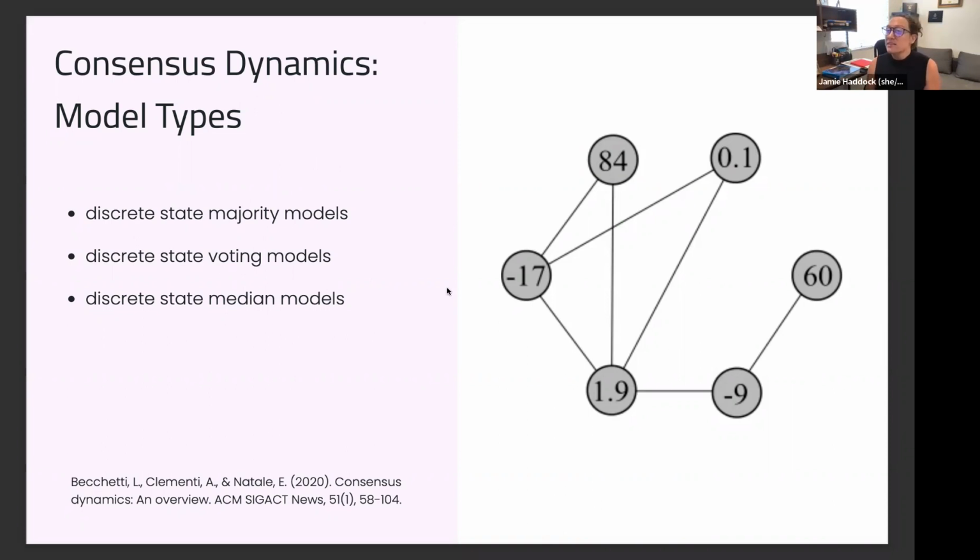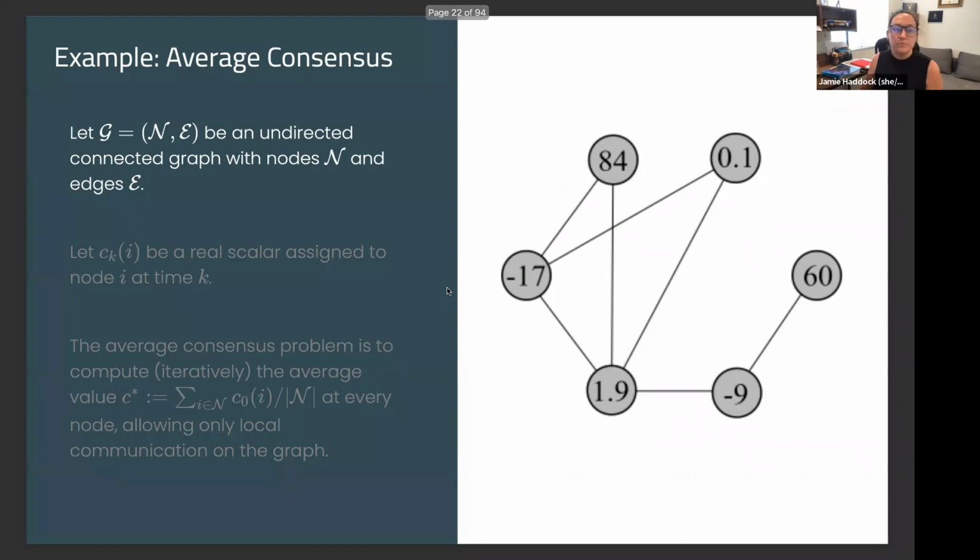There's multiple ways in which these discrete states can be agreed upon. There can be majority, it can be some other type of voting system, it could be the median value. We're going to focus in on a non-discrete, much, much easier to handle family of models known as averaging models. Okay, so the stereotypical example here is average consensus.